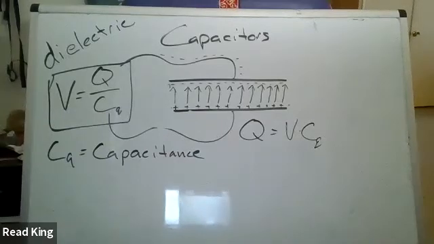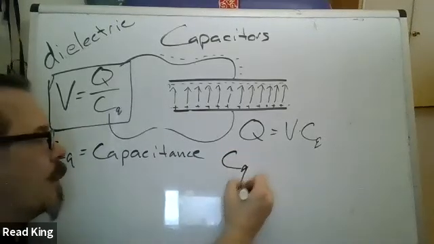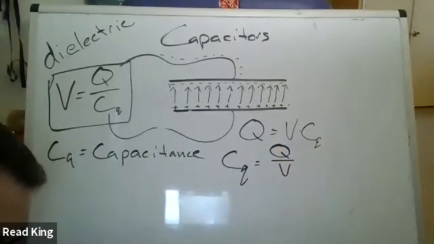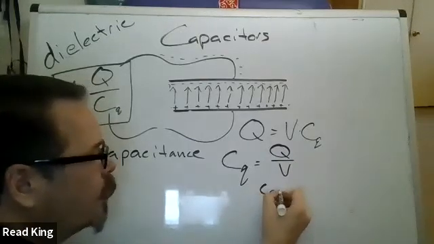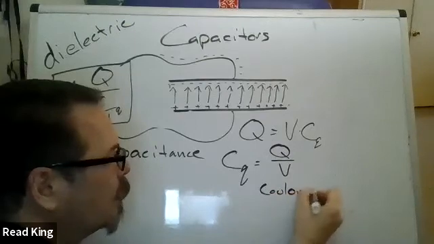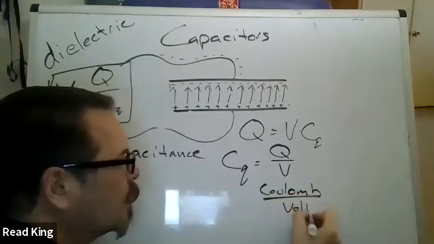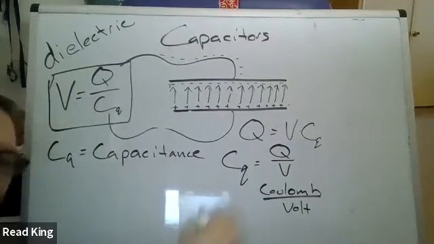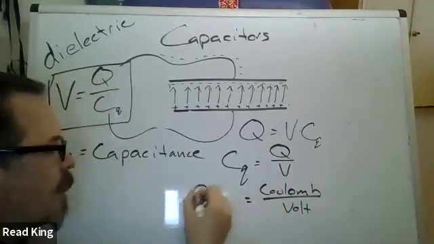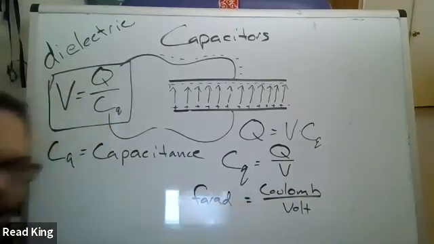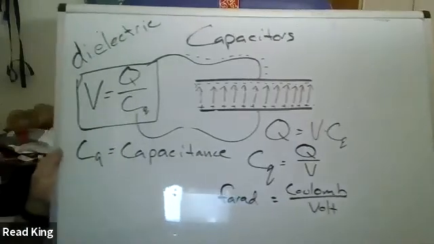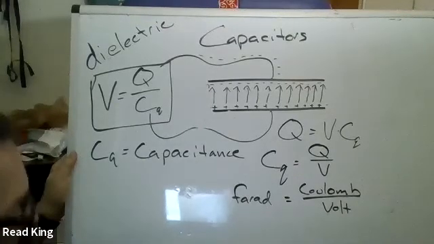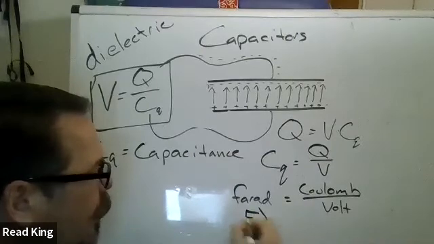Let's rearrange the equation in the third way. It can be C sub Q is going to equal Q over V, which is going to be in units of a coulomb per volt. A coulomb per volt is the unit for capacitance. We have another term that we'll use for that. We're going to call that the farad. So the unit of capacitance is called the farad. It is abbreviated capital F.